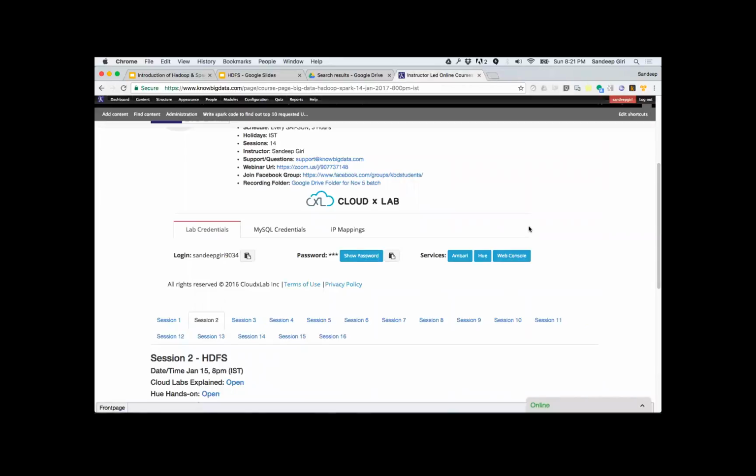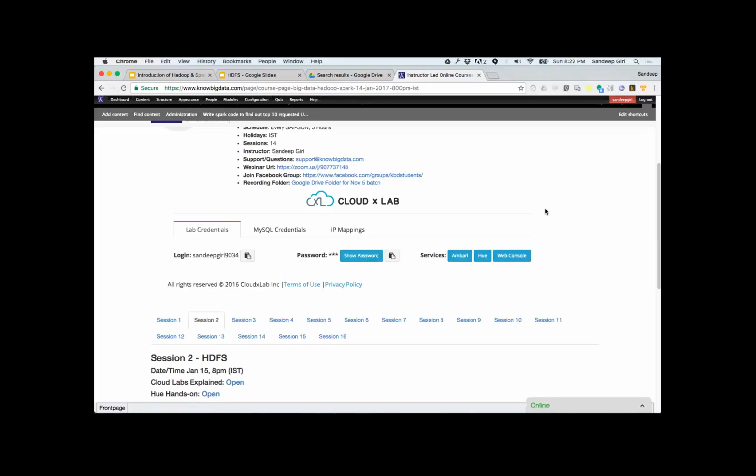All right. So Alvin is able to log in into Ambari using the provided login and password. Good. Is anybody facing a problem? George is facing a problem while trying to log in into Ambari. Hung is also facing a problem. Okay.